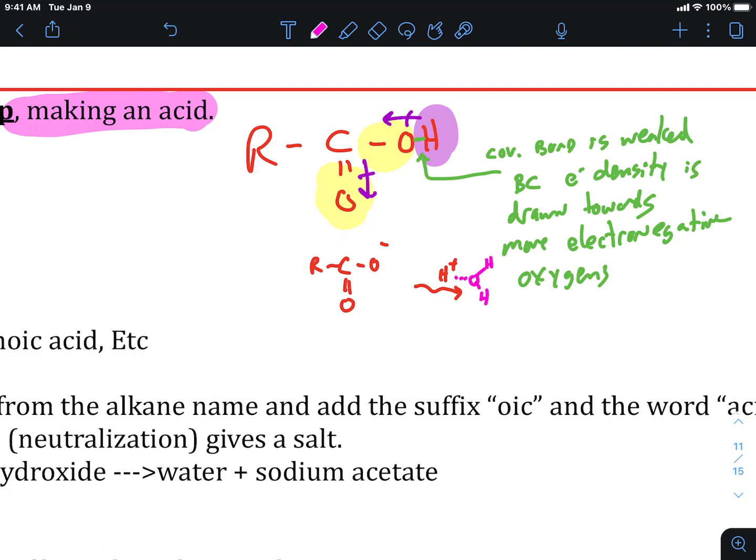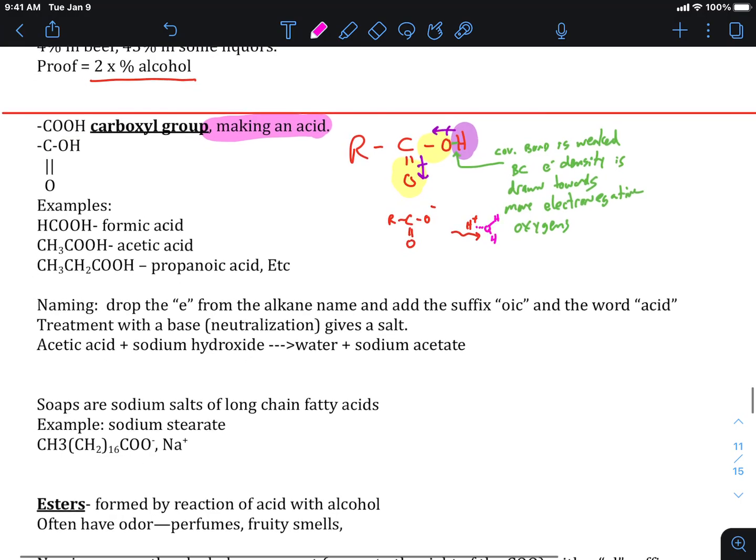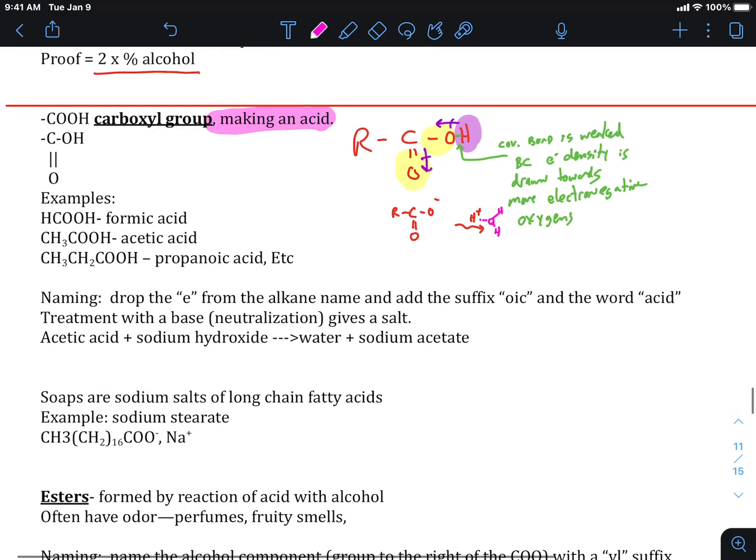All right, so acetic acid, lauric acid, any one of those organic acids, propanoic acid, ethanoic acid, they are acids because they can produce H+ in solution. Now, are they strong acids? Well, are they on the list of strong acids? No, they are not. So you know these are weak acids, okay? Okay. So, how do we name an acid when we see one? You just drop the E from the alkane name, and then you add oic acid.